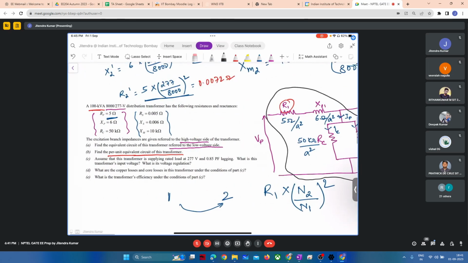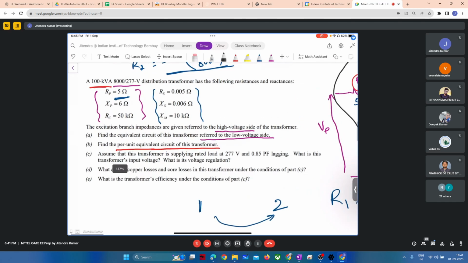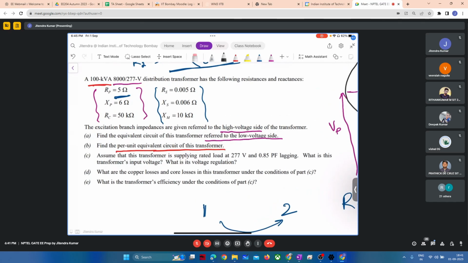So let's move on to part C, where load will come into the picture. Read part C. It says that the transformer is supplying rated load at 277 volts and 0.85 power factor lagging. Now we have to find the transformer's input voltage, and once you are able to identify it, then you have to calculate the voltage regulation.